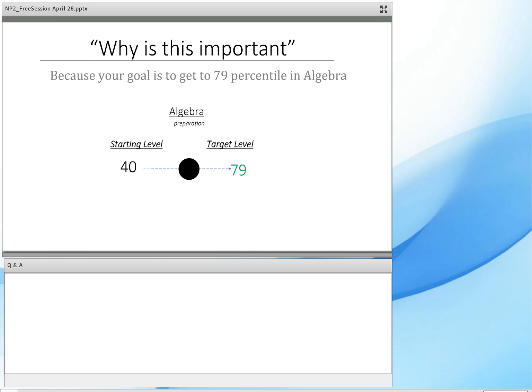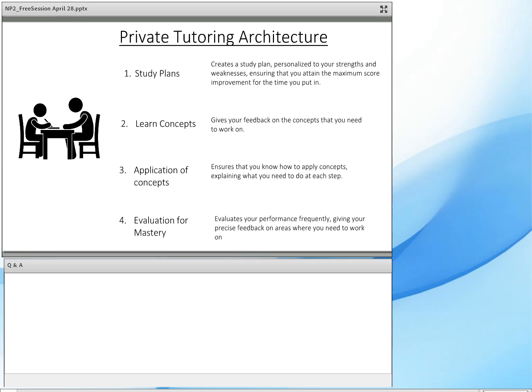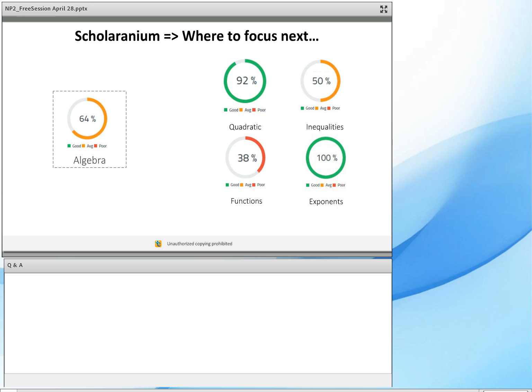Why is this important? The reason why this is important is because your goal is to ace algebra. It's not to just study algebra overall. The next piece is to really understand, hey, have you hit your target ability? And again, to enable you to do that, we built this tool called Scholaranium, in which we have ability quizzes. Once you do algebra, you can take an algebra ability quiz in which you get to figure out how well you're doing in various aspects of algebra.